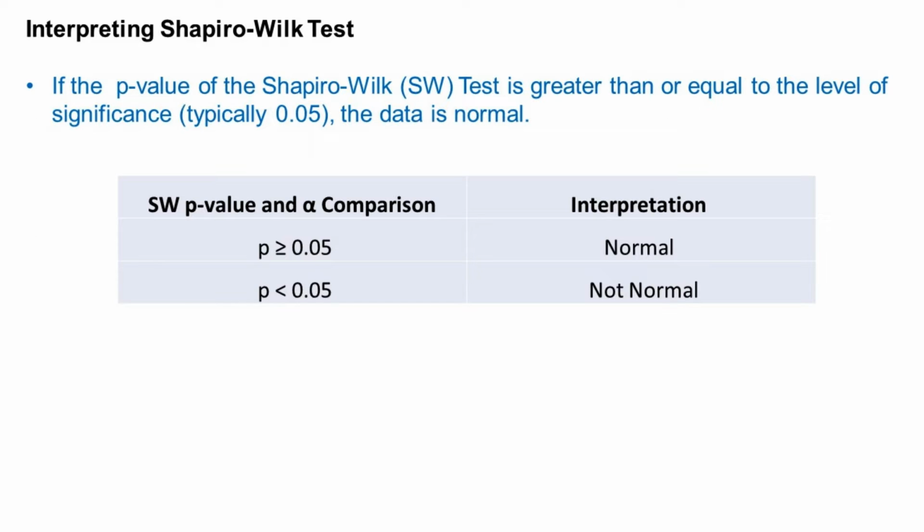To interpret a test of normality, we look at the p-value. If the p-value is less than the significance level, usually 0.05, we reject the null hypothesis of normality and conclude that the data set is not normally distributed. If the p-value is greater than or equal to the significance level, we fail to reject the null hypothesis and conclude that the data set may be normally distributed.